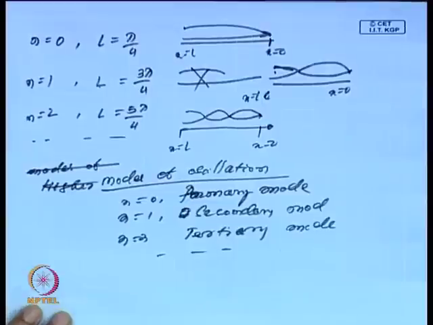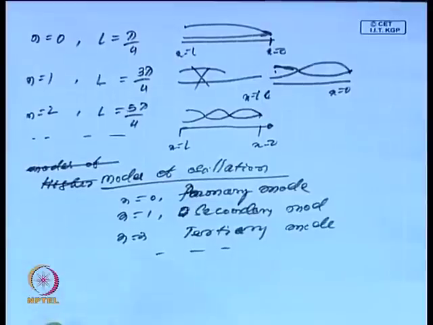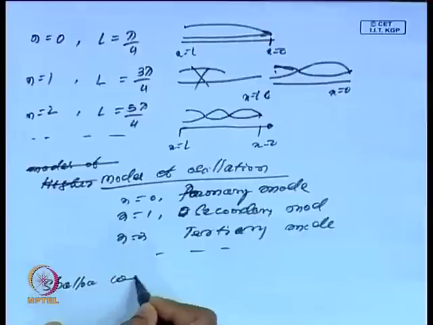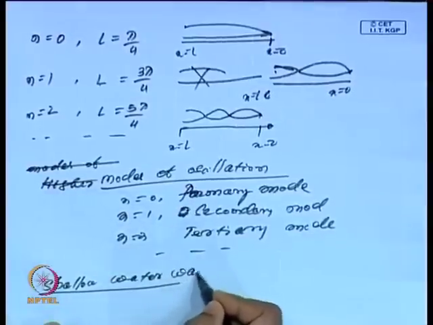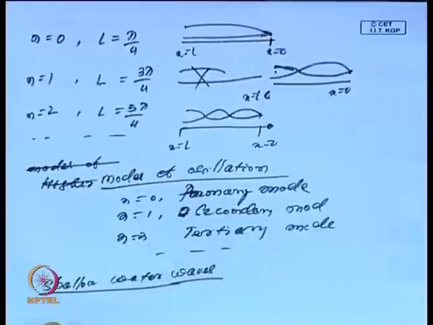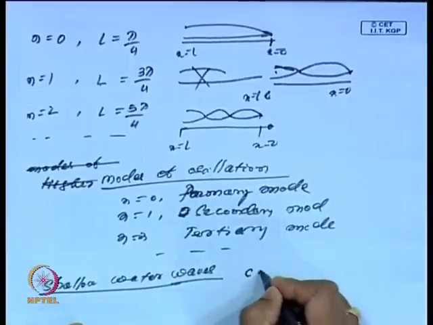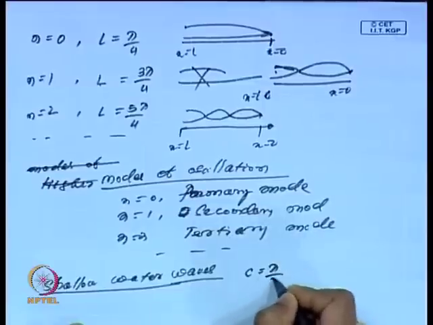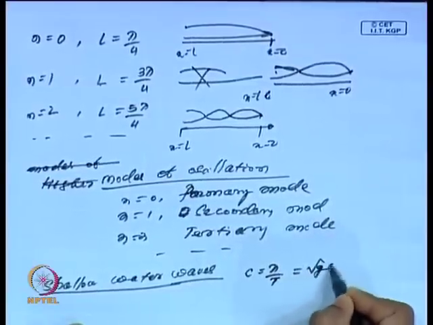Now, I will just take another typical example. Suppose I think of shallow water waves. Let us consider the case of shallow water waves. What happens? We have already seen that C is equal to lambda by T, and for shallow water C is root gH.